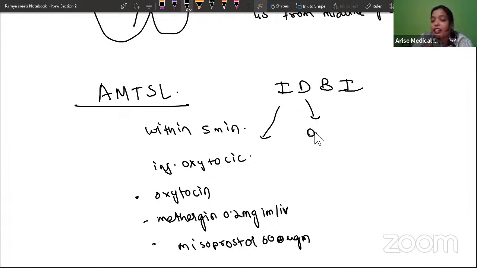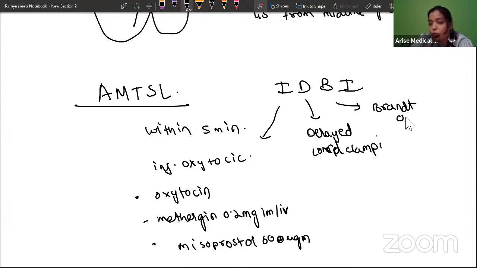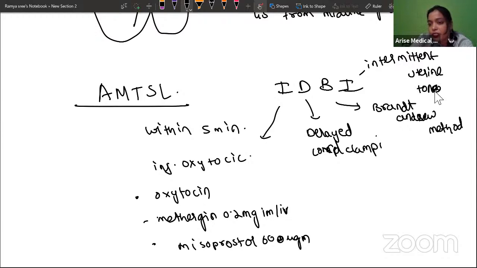D is delayed cord clamping. So you have to clamp the cord only after the cord pulsation stops. So delayed cord clamping after 1 to 3 minutes. B is Brandt-Andrews method. Last I is intermittent uterine tone assessment. Okay, so that is regarding the IDBI for AMTSL.